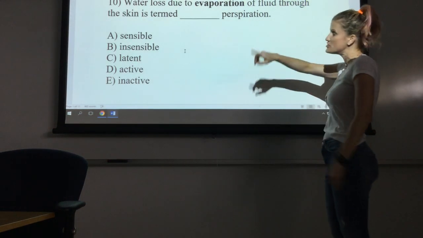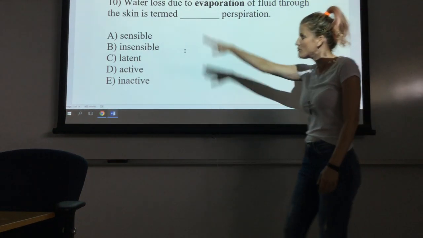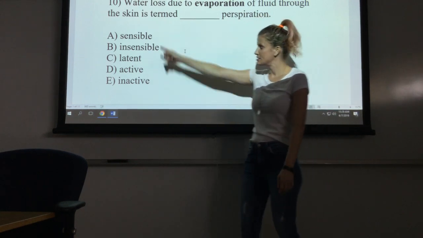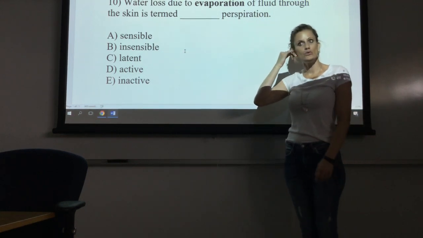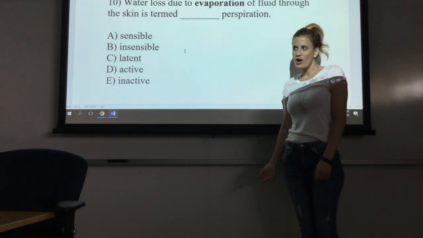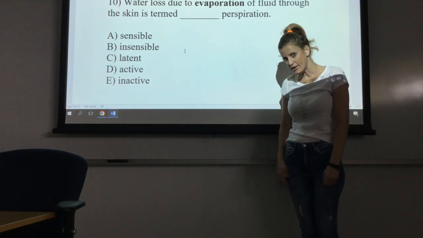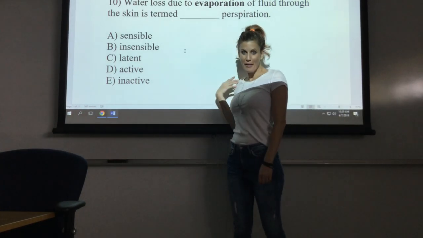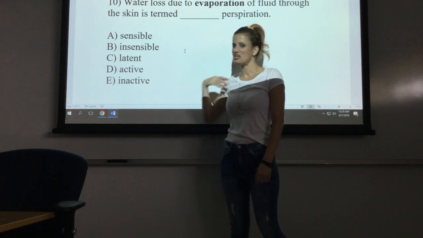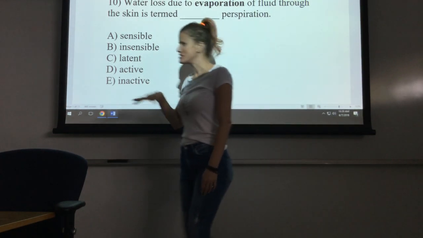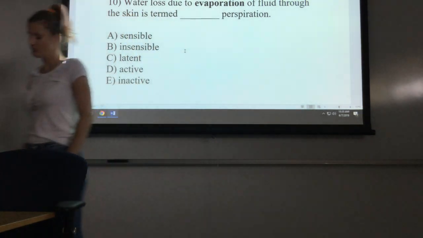So water loss due to evaporation is B, insensible perspiration, right? Sensible would be if I said that we lose water via our sweat glands, right? Or we're losing water in order to cool the body. That would be sensible. Latent perspiration, I just made up. Active perspiration, I just made up. And inactive, I also made up. Okay, so the only choices would have been sensible and insensible.